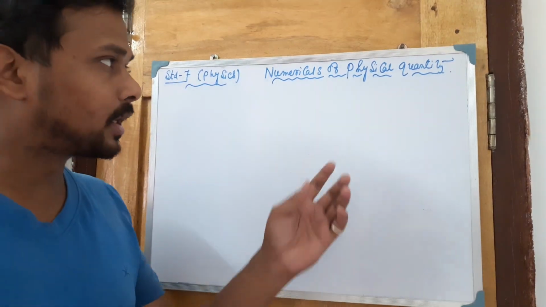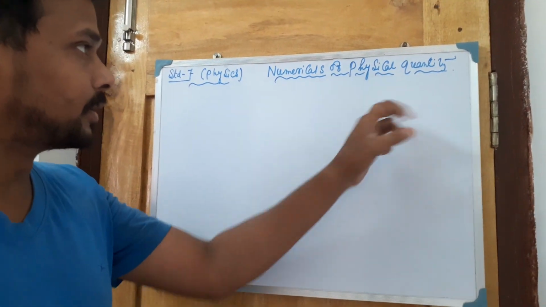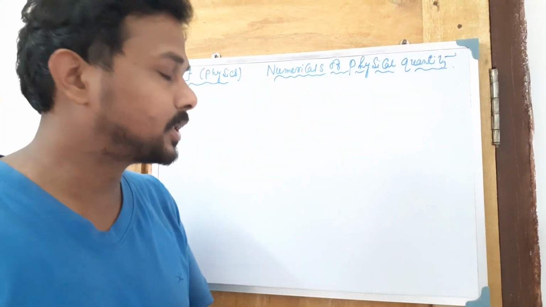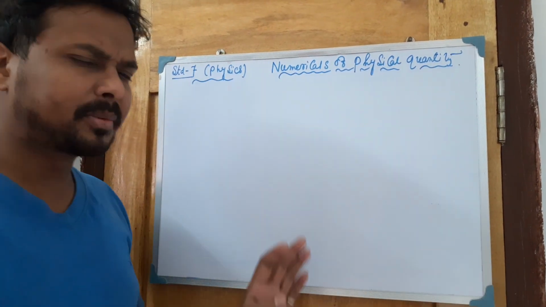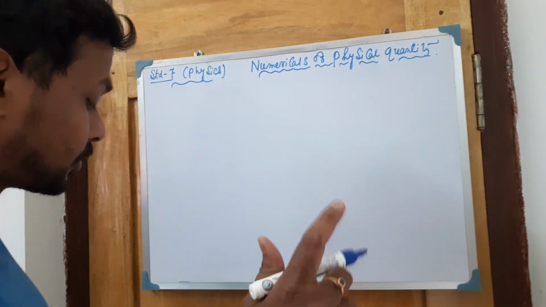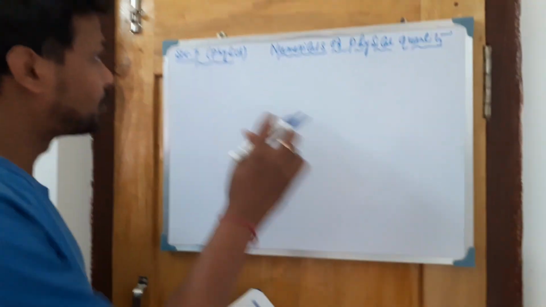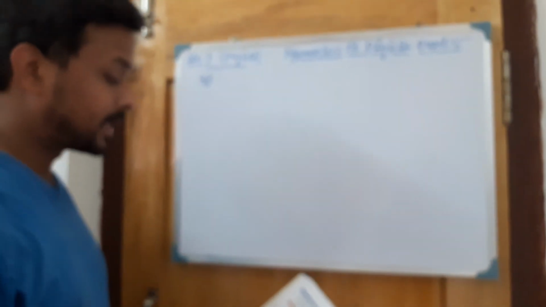Today we'll start the numericals of the physical quantity and measurement, the first chapter. A few numericals I may have told in the online classes. Now today we'll start the numericals from number 4 only. Some have messaged that they are having a few problems, so the fourth numerical is given.